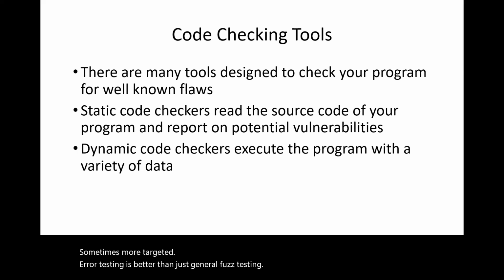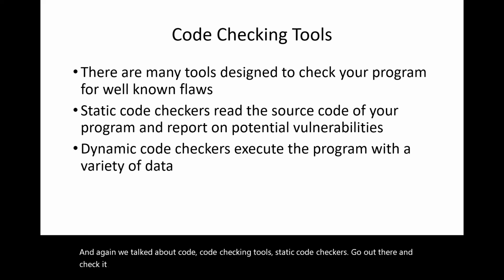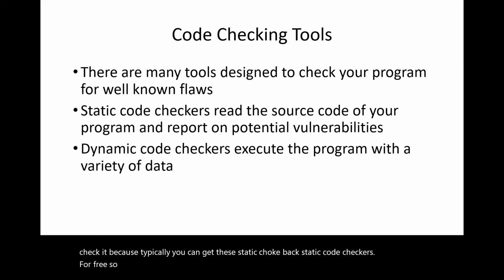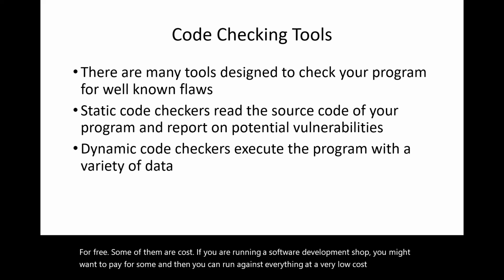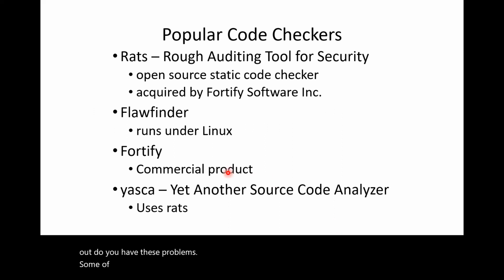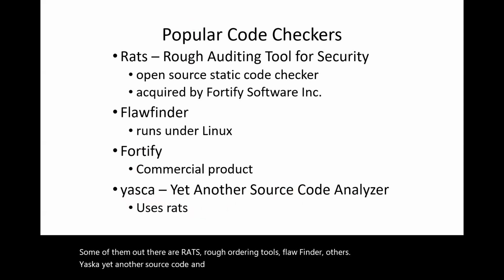And again, we talked about code checking tools. Static code checkers, go out there and check it. Typically you can get these static code checkers for free. Some of them cost. If you are running a software development shop, you might want to pay for some. Then you can run it against everything at a very low cost to you and find out, do you have these problems? Some of them out there are RATS, rough auditing tools, Flawfinder, and others, Yasca, yet another source code analyzer, which uses RATS.